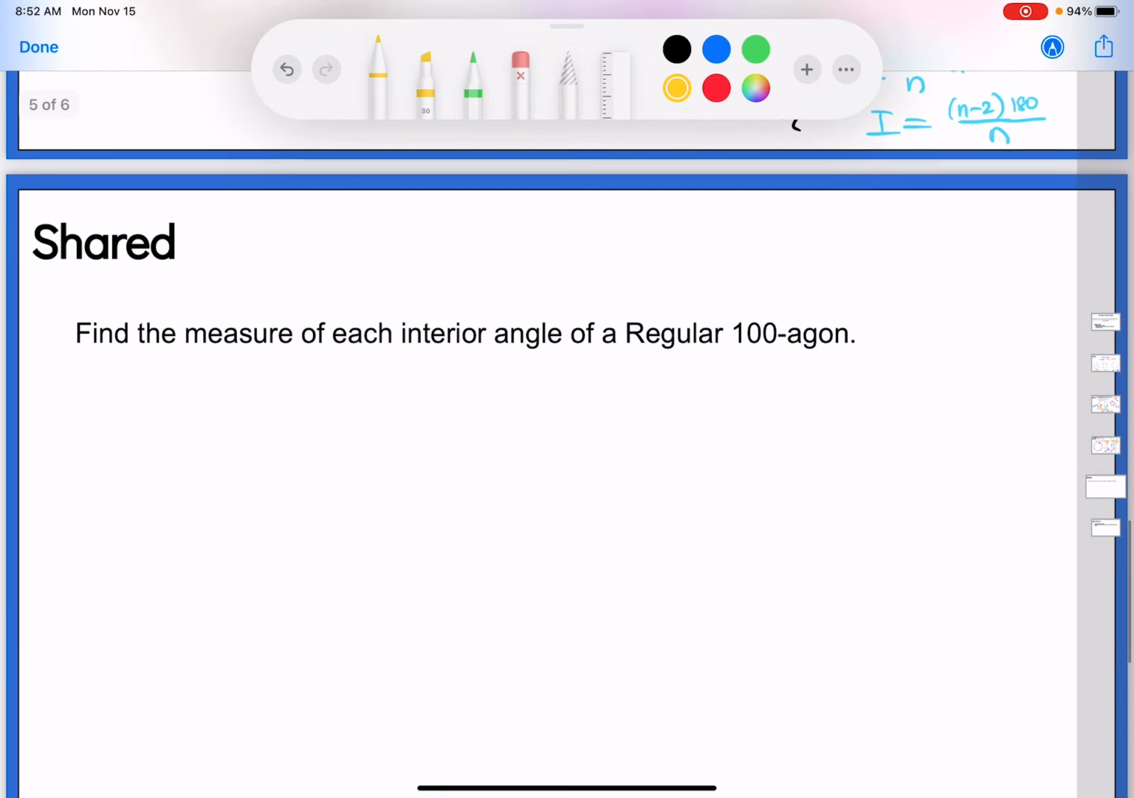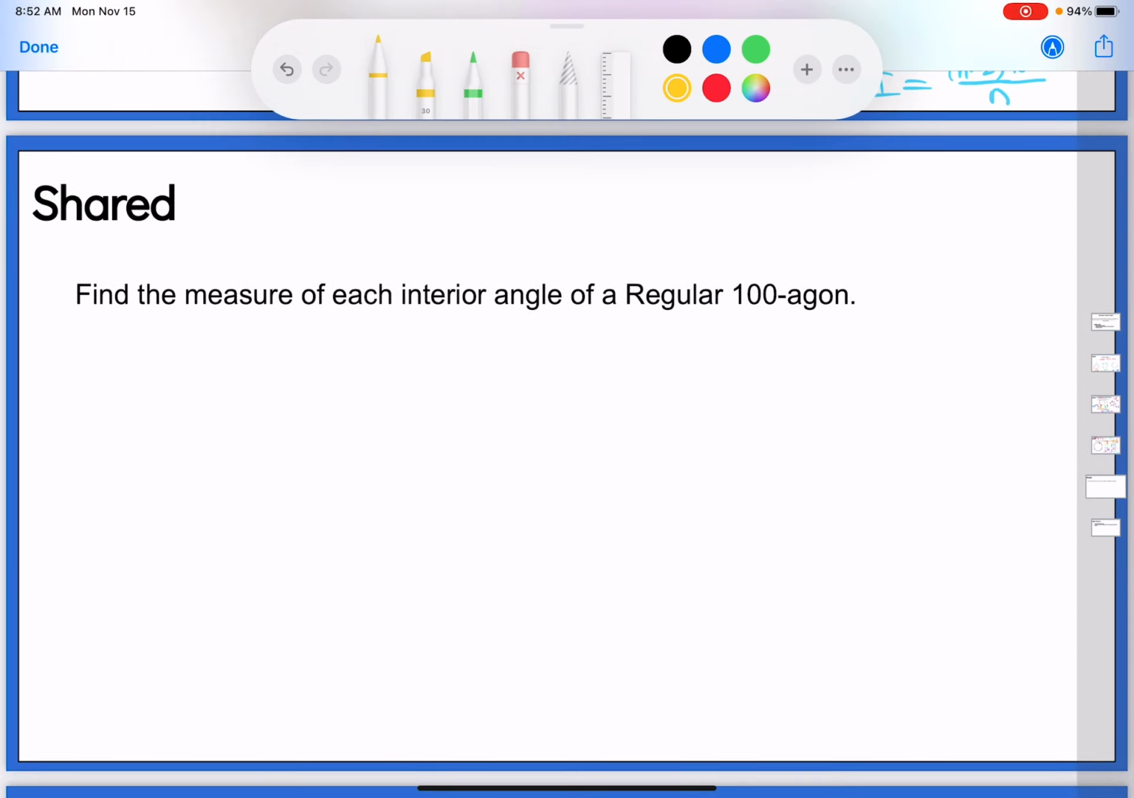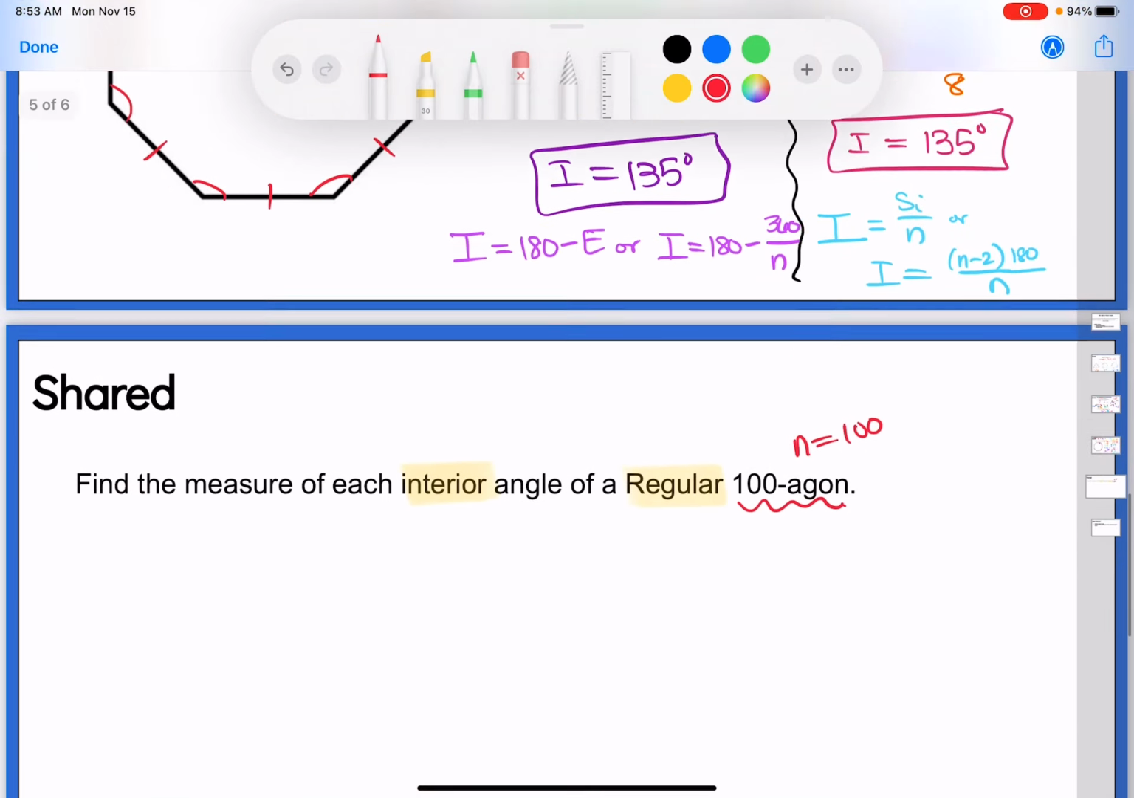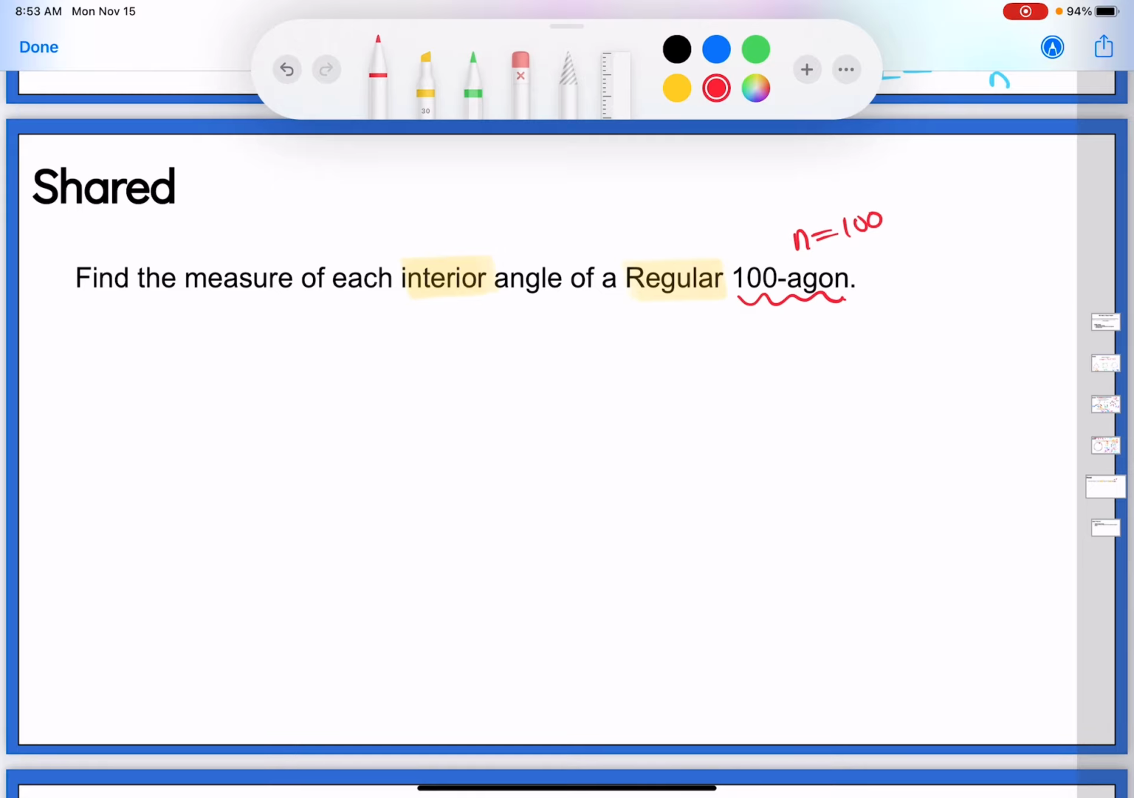So let's practice figuring out which one I would do here. Find the measure of each interior angle of a regular 100-agon. Pause your video and see what you can do. So 100-agon means there are 100 sides. Now this is each interior angle, right? So I could use either one of my formulas that we just talked about. I think one of these is going to be fast and one of them is not going to be so fast. So one option is 180 minus 360 over N, right? The other option was N minus 2 times 180 over N.